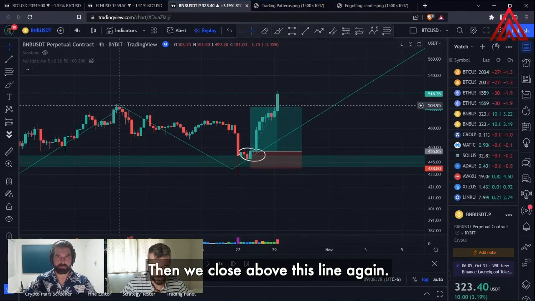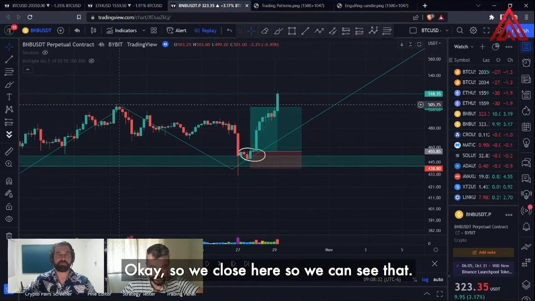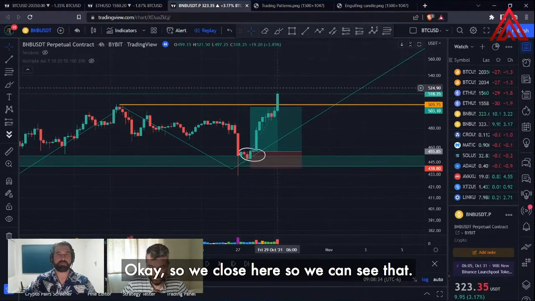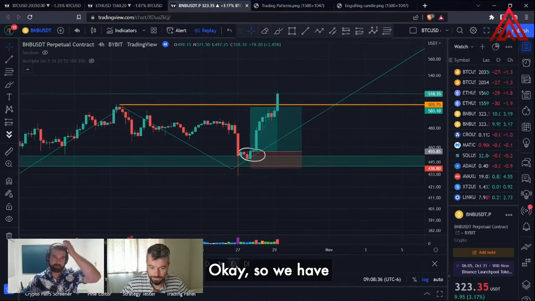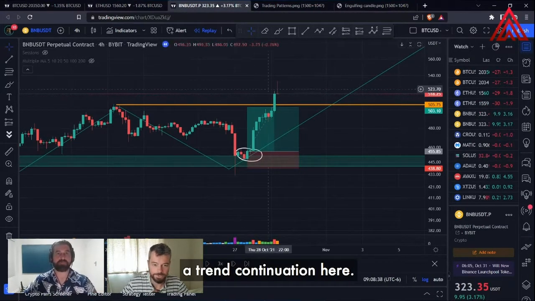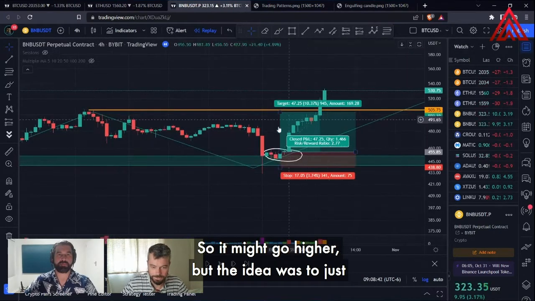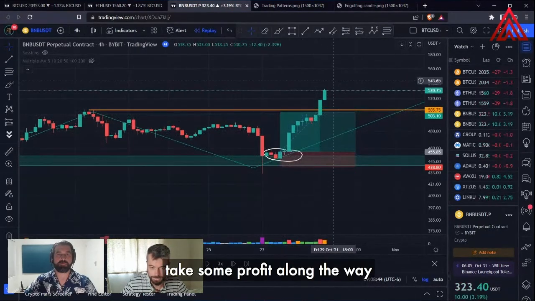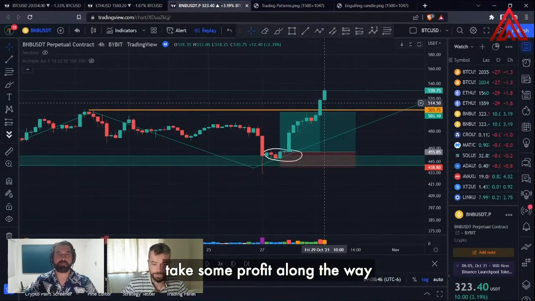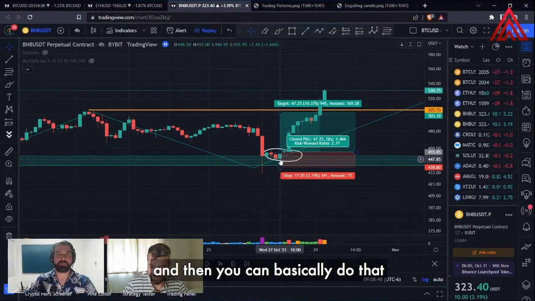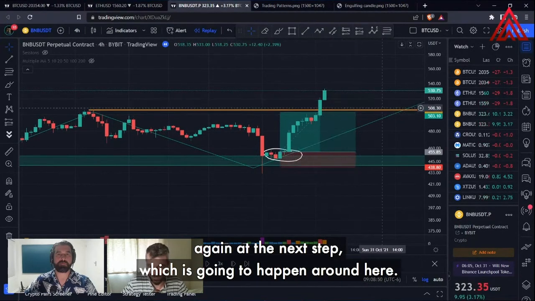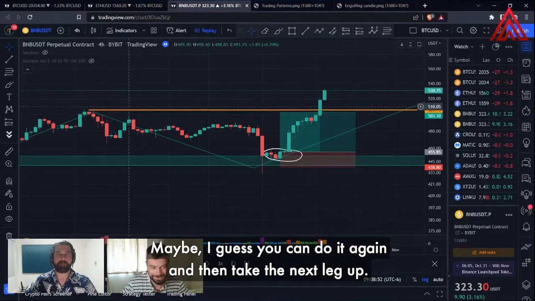Then we close above this line again. So we close here, and we can see that we have a trend continuation. It might go higher, but the idea was to just take some profit along the way. Then you can do that again at the next step, which is going to happen around here maybe, and take the next leg up.